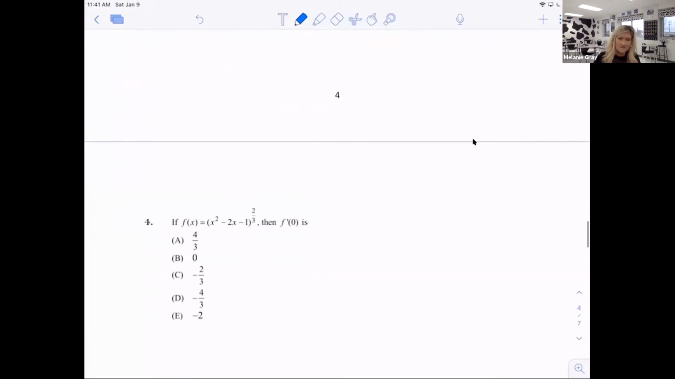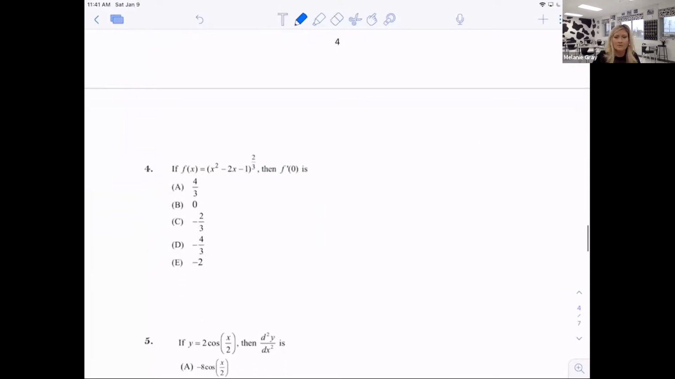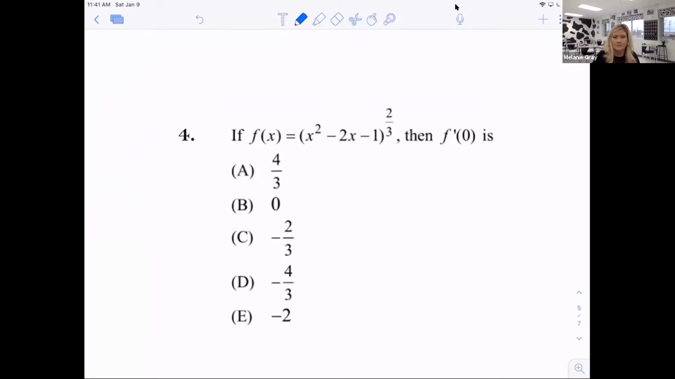All right, moving on to some examples. We'll look at example 4. I'll zoom in a little bit here for you.